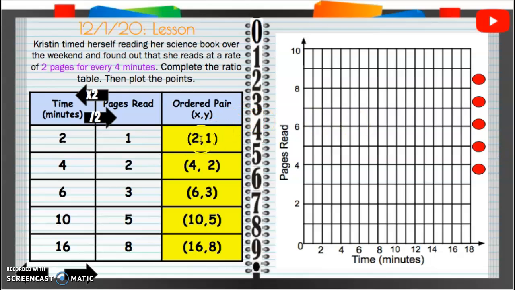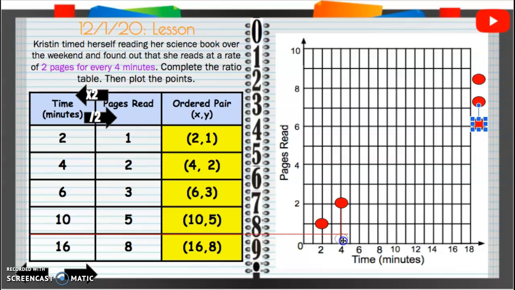So we're going to go down the hall 2, up the elevator 1. So our first point, we're starting at 0, 0, our origin. Go down 2, up to 1. Here's that 1. All right, so we have our first one. The next one, down the hall 4, up 2. Down the hall 4, up the elevator to 2. There it is. Next one, down the hall 6, up that elevator to 3.